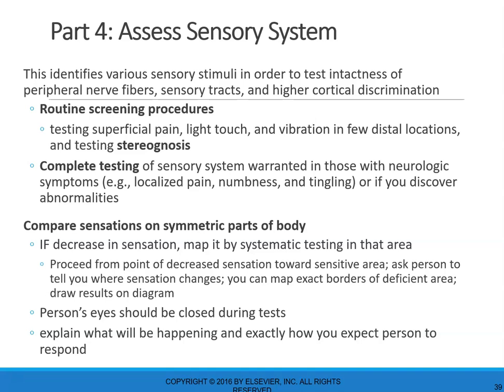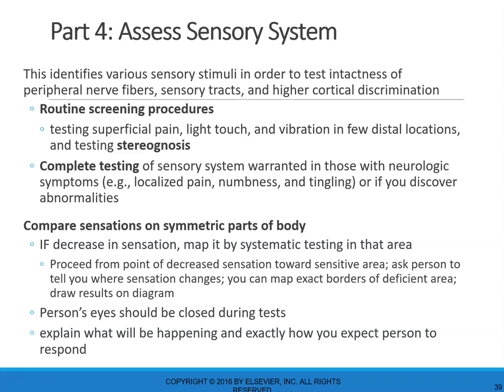So now we're going to assess the sensory system. You're going to be asking your client or your patient to identify different sensory stimuli. That could be pain with a pinprick, light touch, or vibration. Also, you want to compare the sensations on the symmetric parts of the body. When you find a definite decrease in sensation, you want to map it out by systematic testing in that area. You want to proceed from the point of decreased sensation toward the sensitive area.